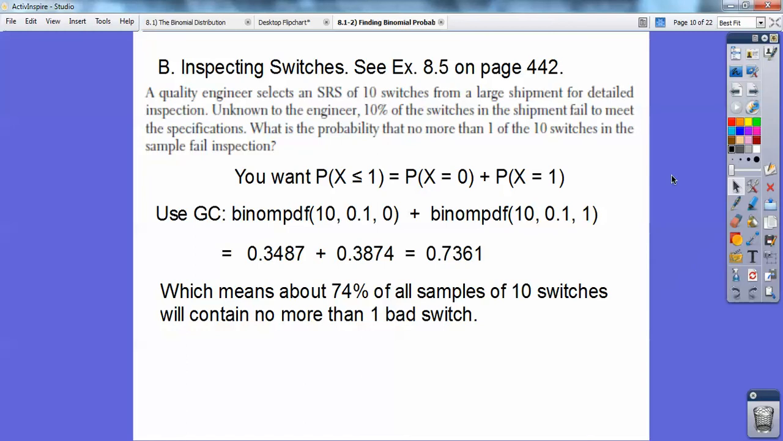It's always good to be able to interpret what that number means. I know your teacher, Mr. Bullock, wants you to be able to interpret that, so don't just leave it like that. Be able to interpret what it means: 74% of all the samples of 10 switches are going to contain no more than one bad switch. Okay, let's try another one.